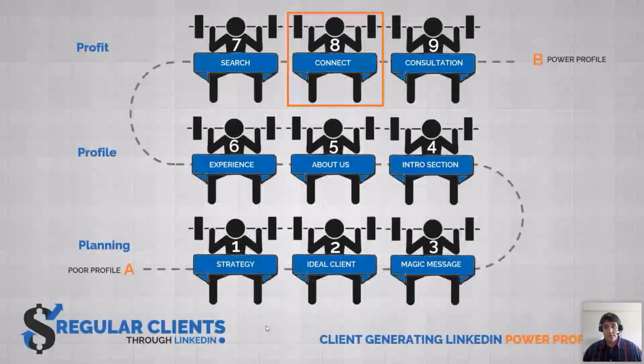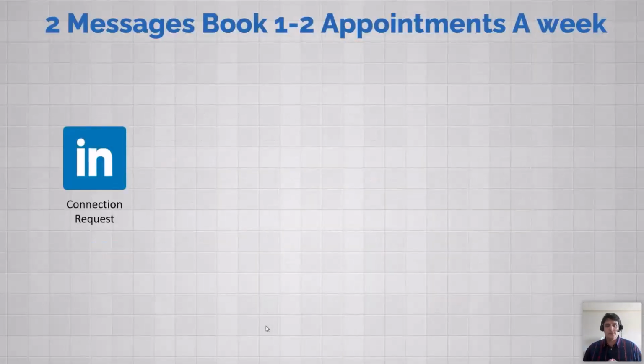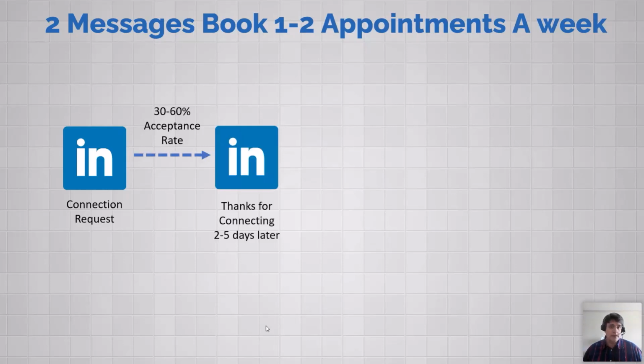And then of course we get into the connection phase. And so this is the magic that starts the process and gets you those 1 to 2 appointments every single week, right? The way that this works is obviously you send a connection request, and as we said a little bit earlier, you'll probably get somewhere between 30 and 60% acceptance rate. And then when that happens, I tend to wait anywhere up to a week, and then I send a second message, right? And the second message is what we call a thanks for connecting message.